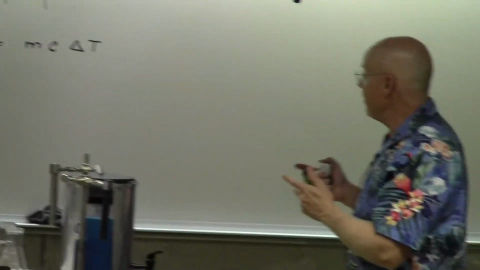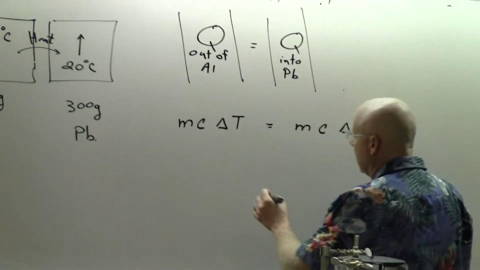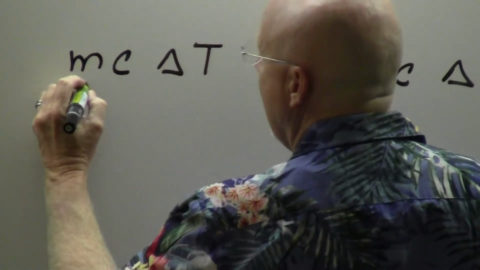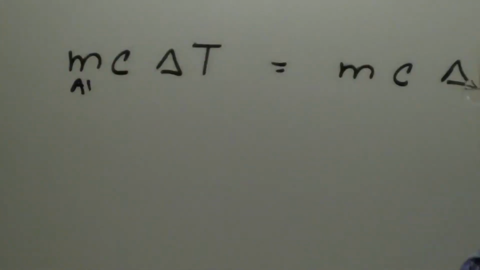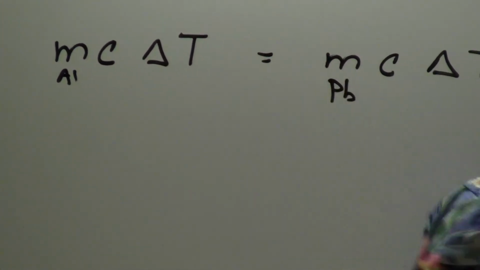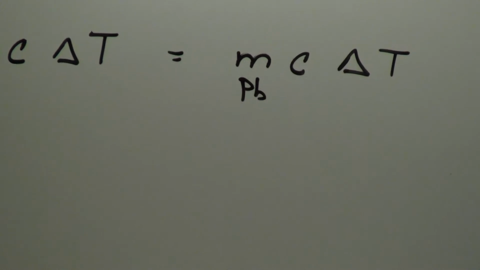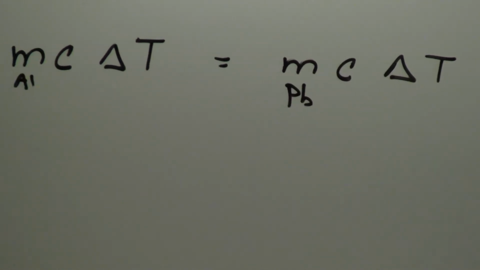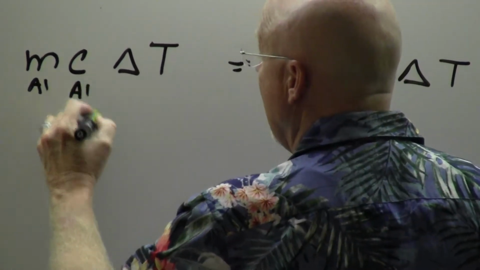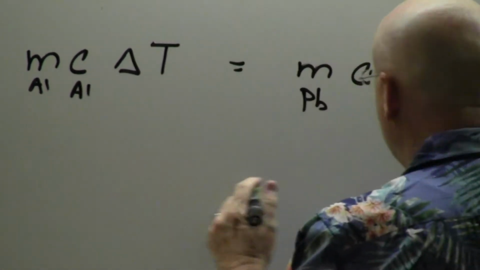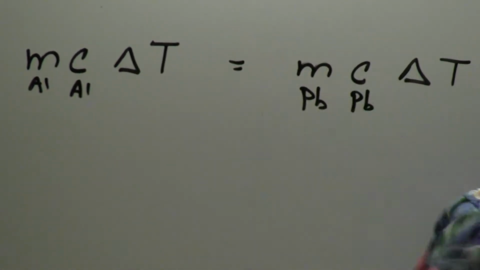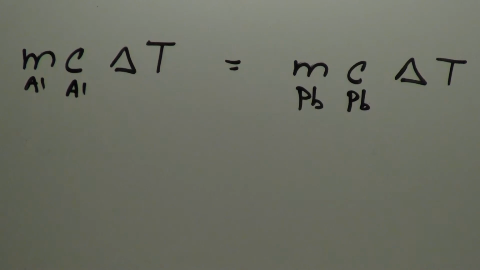I need to do the same thing here. And so maybe to make it clear, I will put an AL under the mass for aluminum and a PB under here because this is the mass of the lead. And likewise, this is the specific heat for aluminum, so I'll put an AL, and this is the specific heat of the lead. So again, let me put a PB under there.